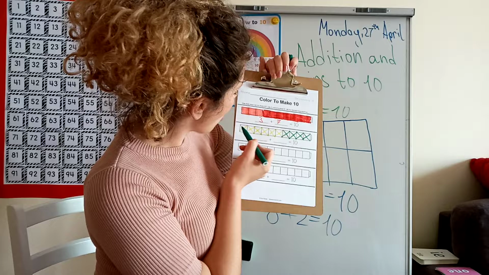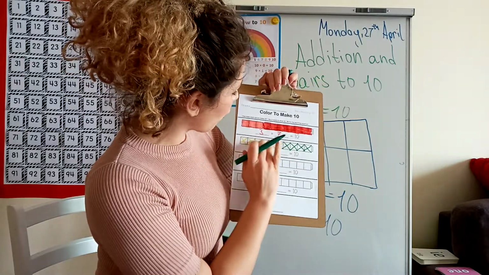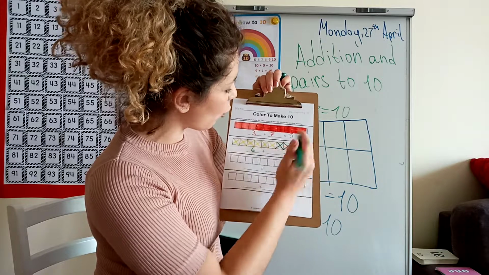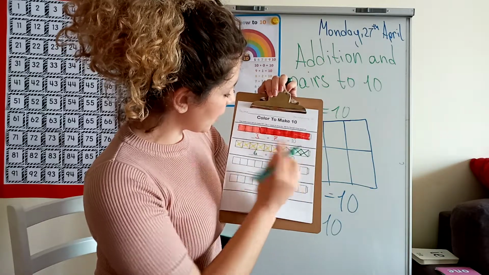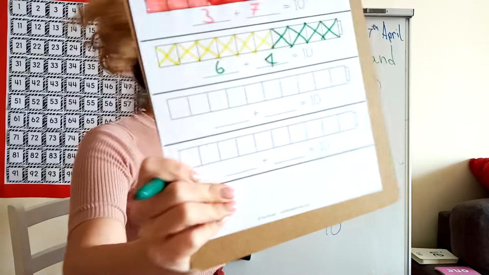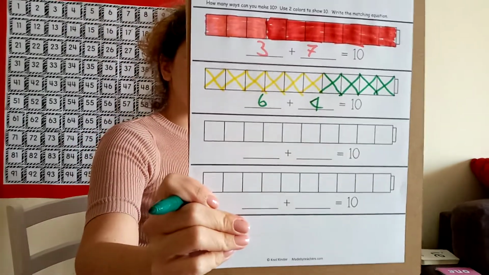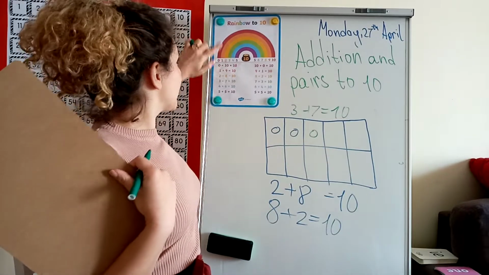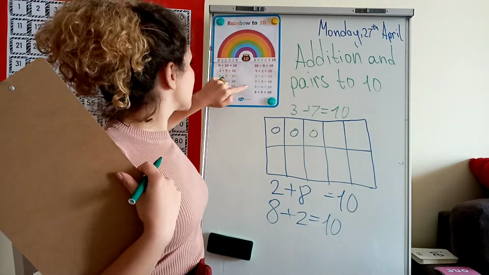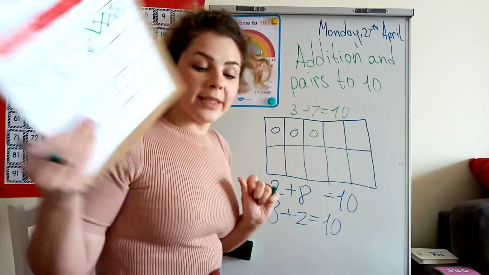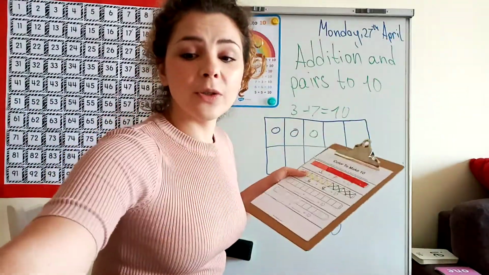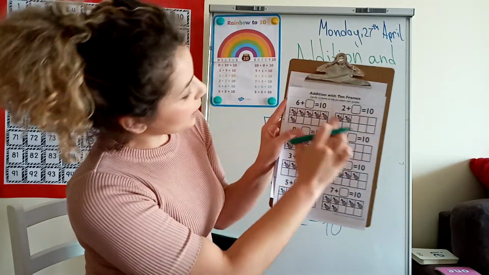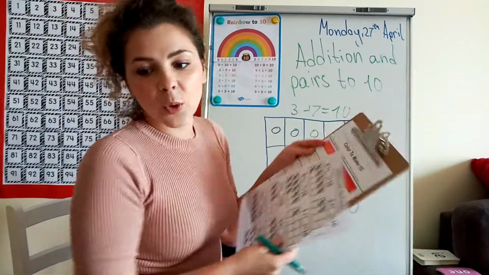Okay, so let's see, how many yellow do I have? 2, 4, 6. I have 6 yellow plus how many green? 2, 4. Okay, 6 plus 4 equals 10. And that is exactly what my rainbow says. 4 plus 6 equals 10. 6 plus 4 equals 10, yeah? And that was also the first example with it here, yeah? 6 B's and 4 empty squares, okay?